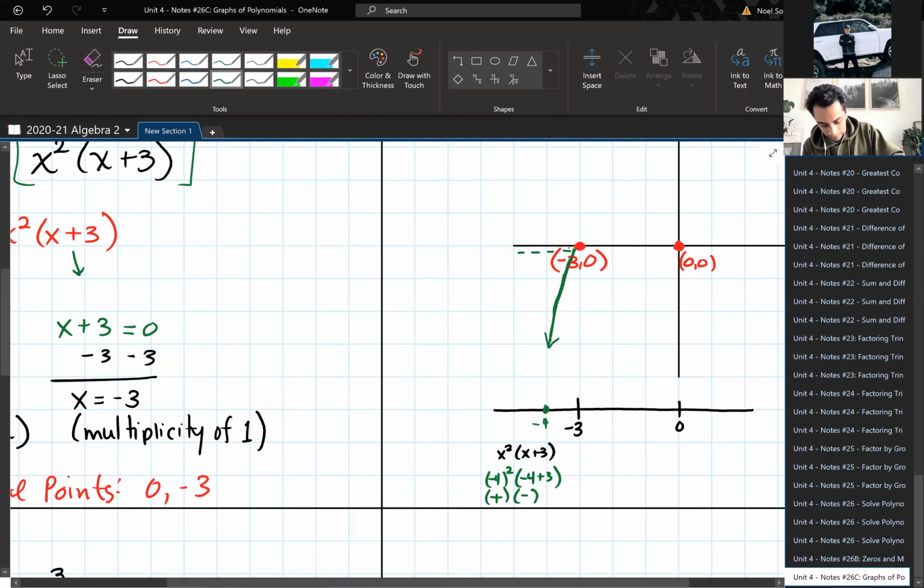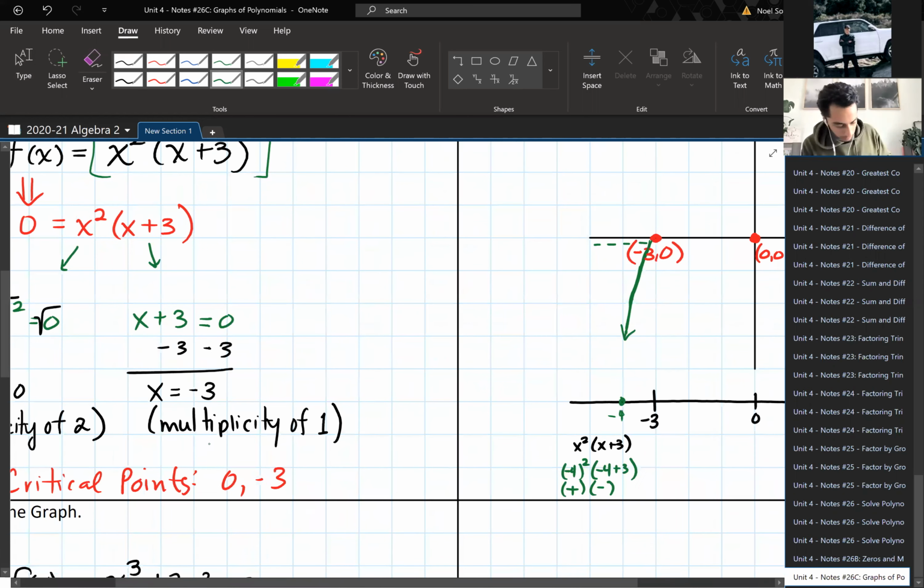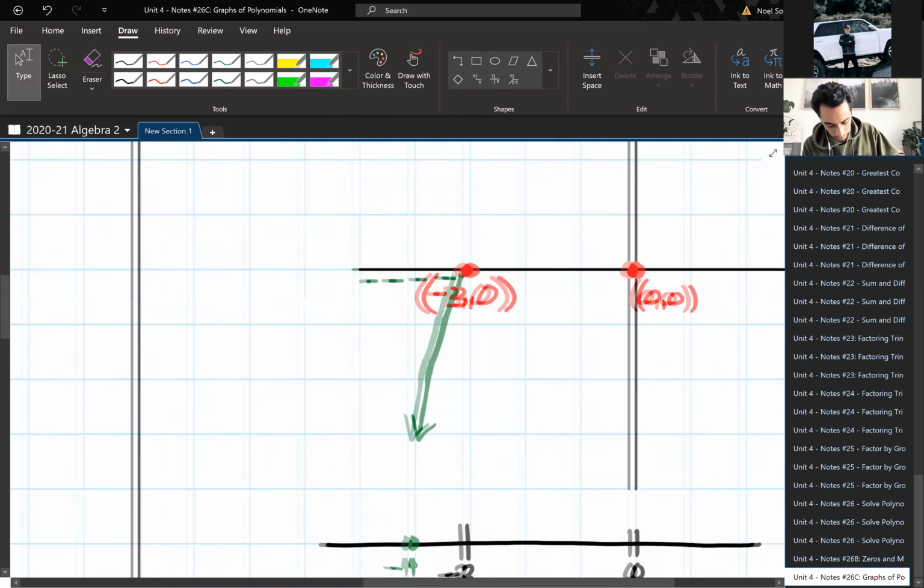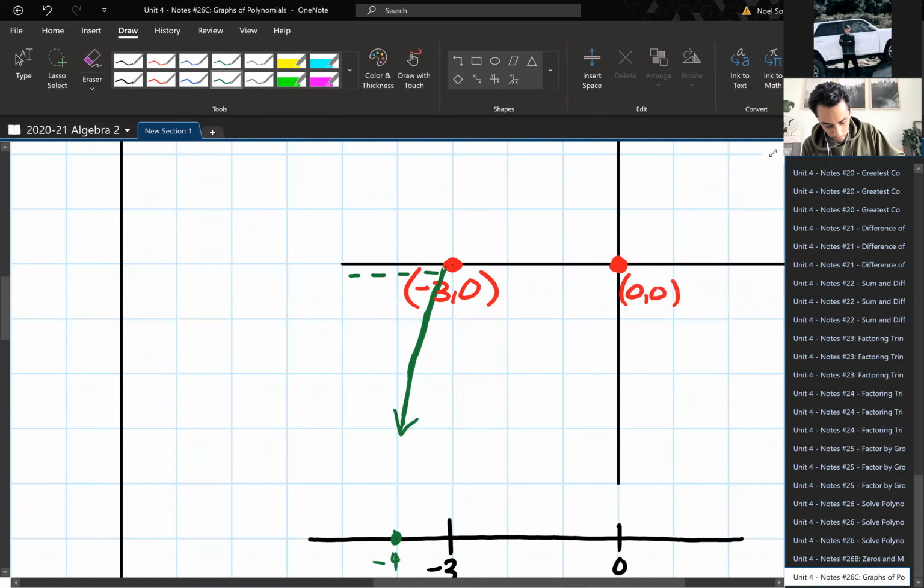Now, why did I not go past -3? Well, I need to double check. -3 has a multiplicity of 1. So what do we remember about last time? If I have a multiplicity of 1, an odd multiplicity, will the actual curve cross through the x-axis or will it bounce back? It's going to cross. Good.